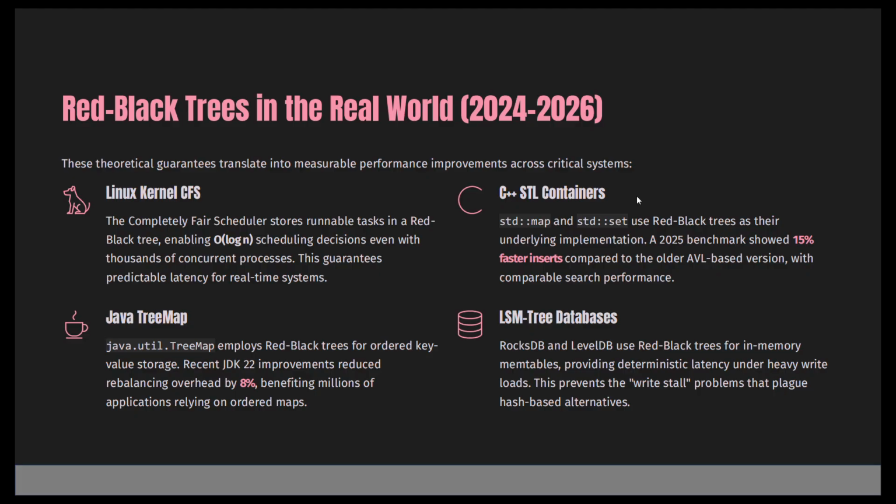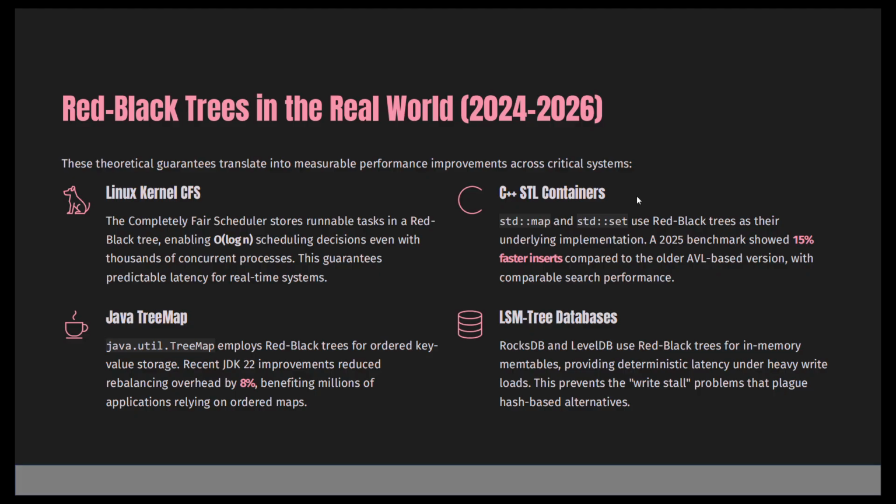Real-world application. Red-black trees are not just theoretical concepts. They are widely used in real-world systems. For example, in the Linux kernel's Completely Fair Scheduler, a red-black tree stores runnable processes. This helps the system make scheduling decisions efficiently even with thousands of processes.